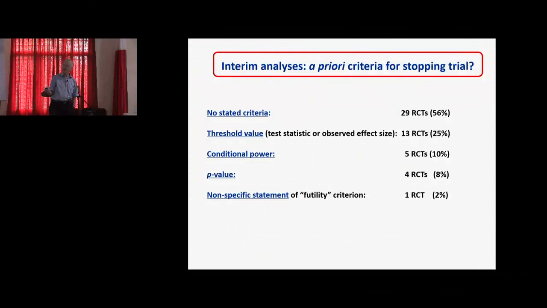About a quarter of them did have a formally defined threshold value, either as a test statistic or an observed effect size, and those are effectively equivalent because one corresponds to the other. So that's good. They did pre-specify a formal threshold value. 5 of them, so 10%, did actually say they would calculate conditional power, and that would be the basis for stopping. 4 of them said they would use a p-value. Ooh, I hope that's not one of you. We know how bad p-values are for conveying evidence, but 4 of them said they would use that. And 1 of them said they would use a futility criterion, but they didn't say what it was. They just said they would use a futility criterion. Who knows what it actually was?